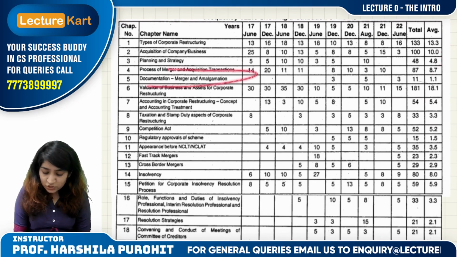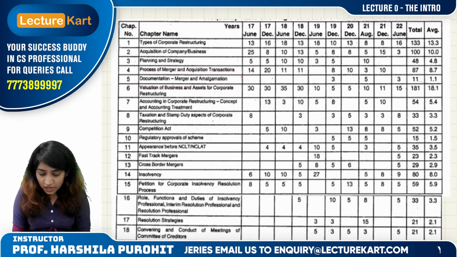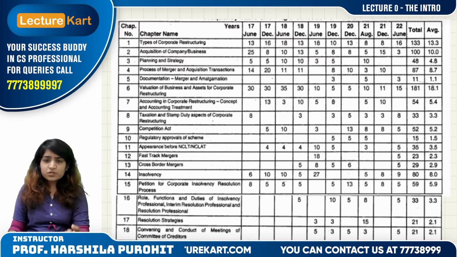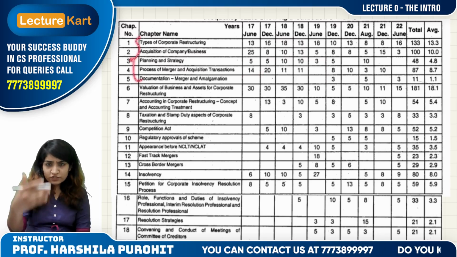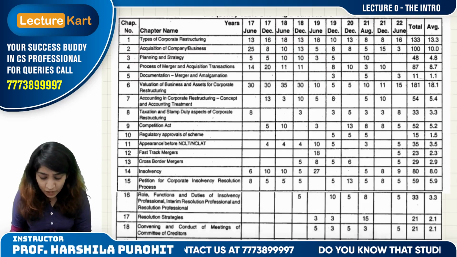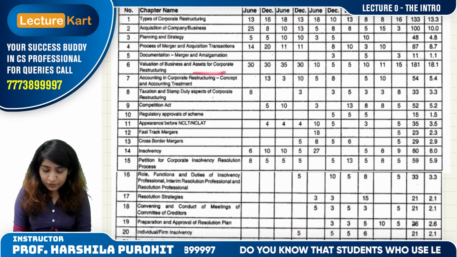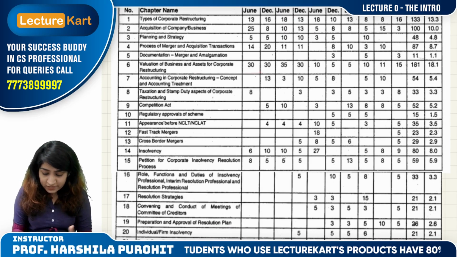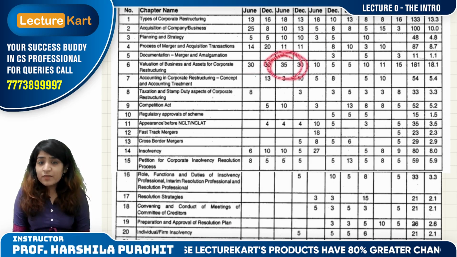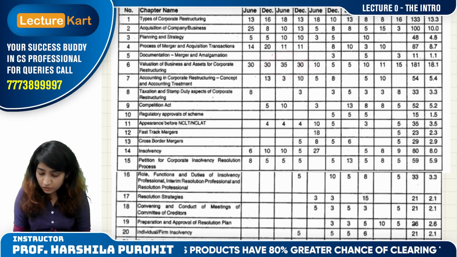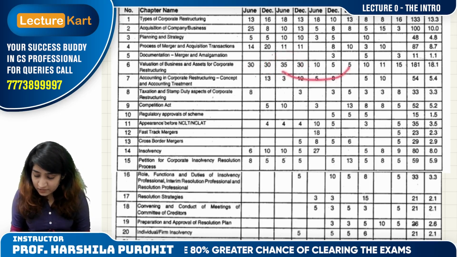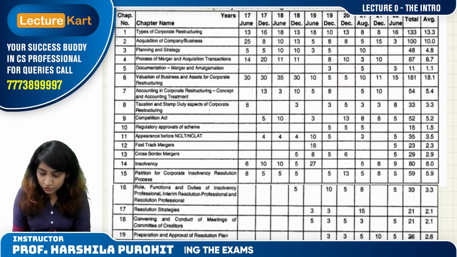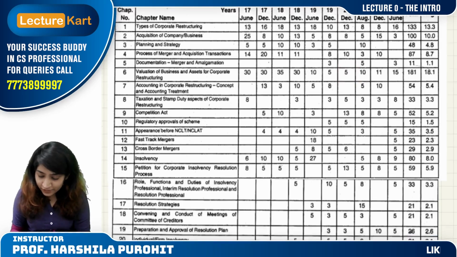Then there are some chapters that don't have that much weightage, like documentation. But that is because this chapter is particularly a derivation of all of the chapters that you have studied above. Valuation of business and assets for corporate restructuring, one of my personal favorite chapters. You can see that in some years a 35 marks paper has been asked from this chapter alone, and then in the December 20 attempt only 5 marks have been allotted to this chapter. So yeah, the institute likes to play with you a little.